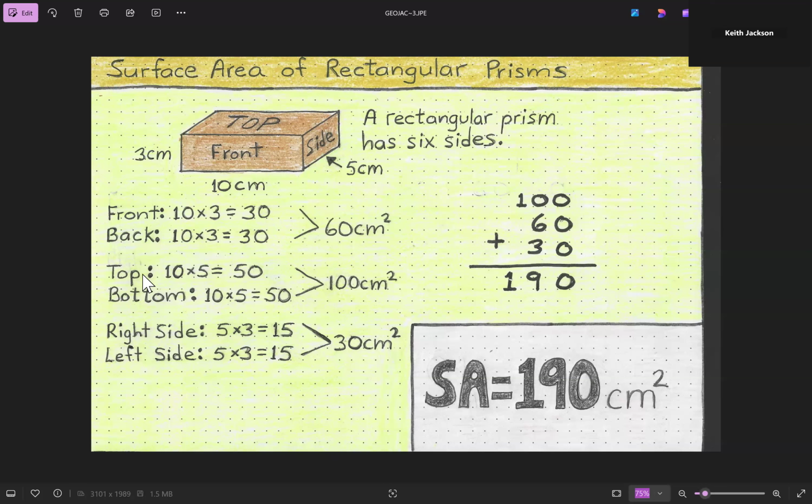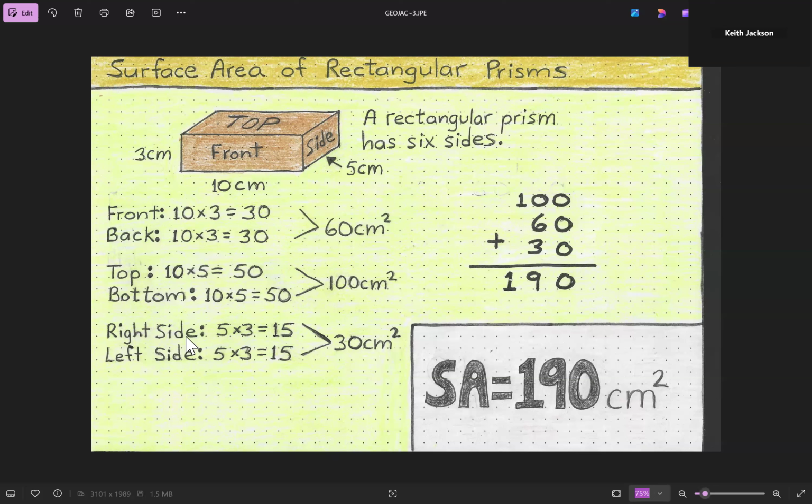And here's another thing too. Let's take a look at the top. The top is 10 by 5, right? So we go 10 centimeters times 5 centimeters, and that would give us 50 centimeters squared. And since we know that the top comes up to 50 centimeters squared, then we know that the bottom also comes up to 50 centimeters squared as well. And so 50 plus 50 will give us 100 centimeters squared.